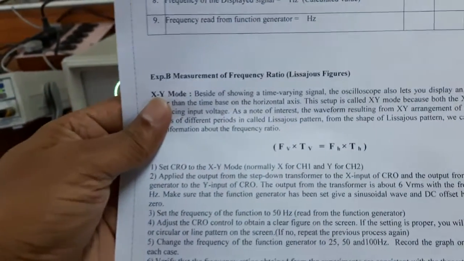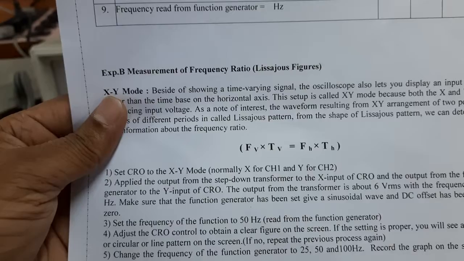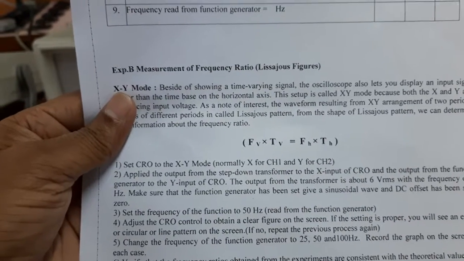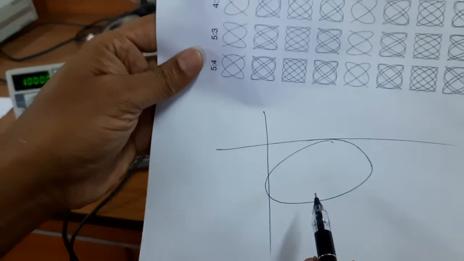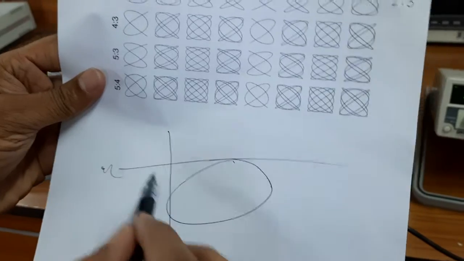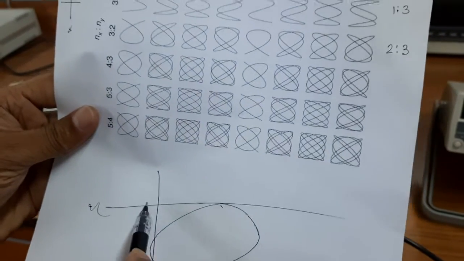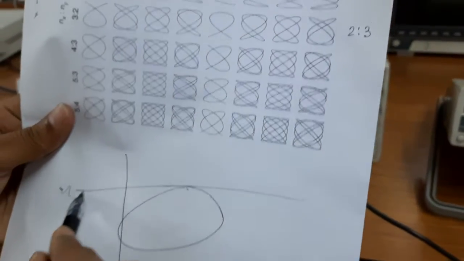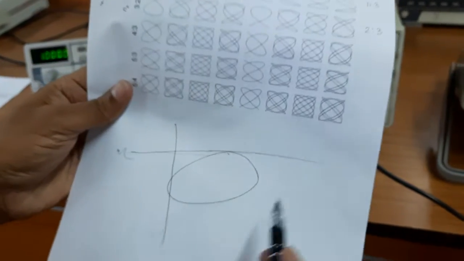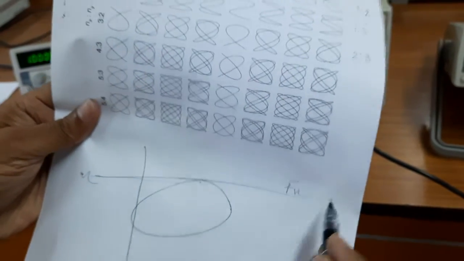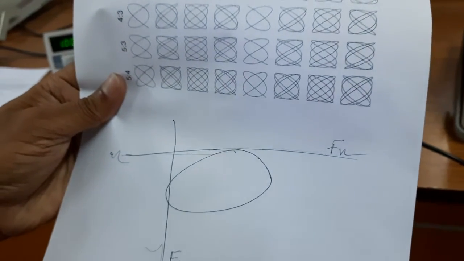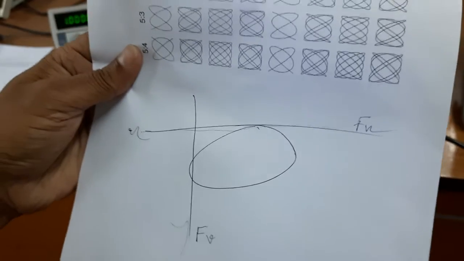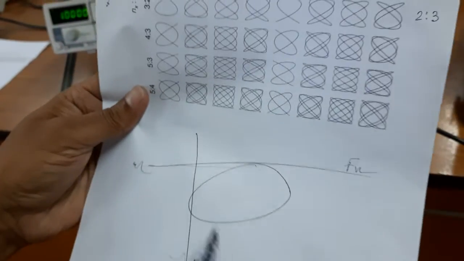That is Fv into Tv equal to Fh into Th. So what is Fv, Tv, what is Fh, Th? I will tell you. This is our Lissajous figure, an ellipse. So this is the x-axis, this is the y-axis. Whatever frequency is connected in the x-axis is called Fx, or Fh. Whatever frequency is connected in the y-axis is called Fy or Fv, the vertical frequency.